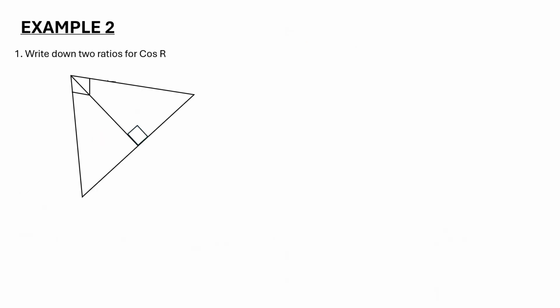Let's just take a last example so we can read these things. We are given a diagram like this, and here we have our R, here we have our S, here we have our Q, and then we have our P. Then they say write down two ratios for cos R. We know that this is our angle R right there. So we're going to look for two ratios for cos R.